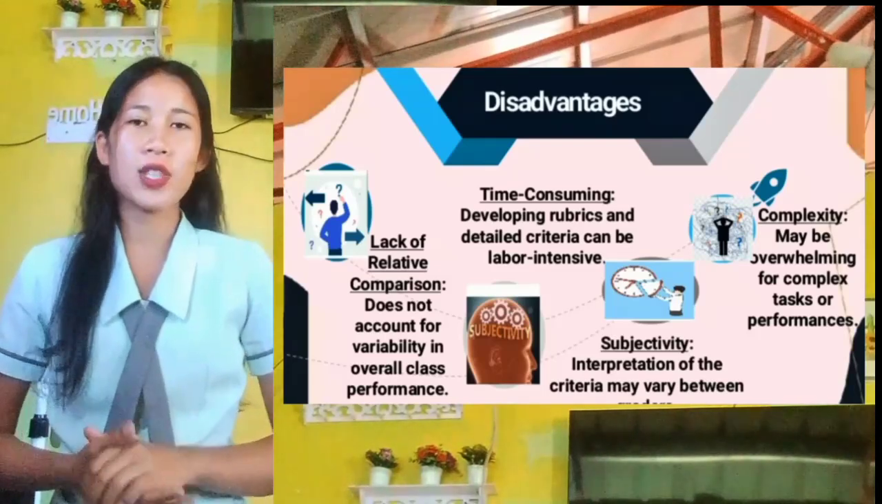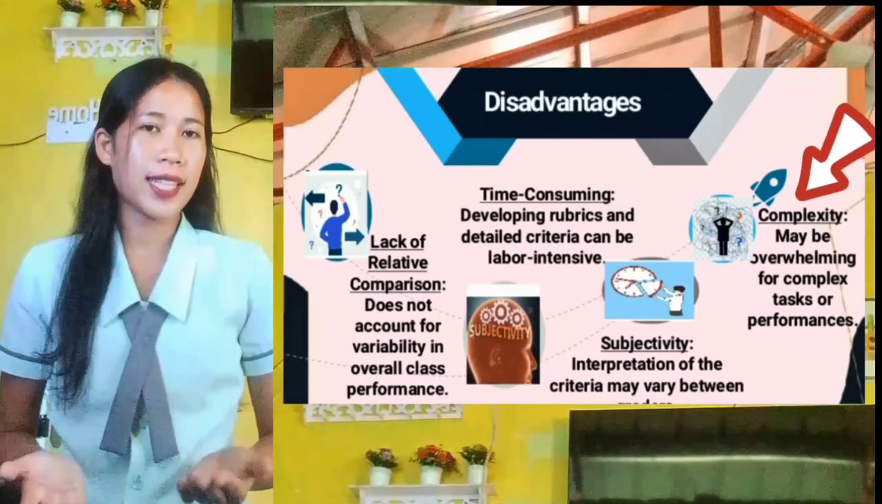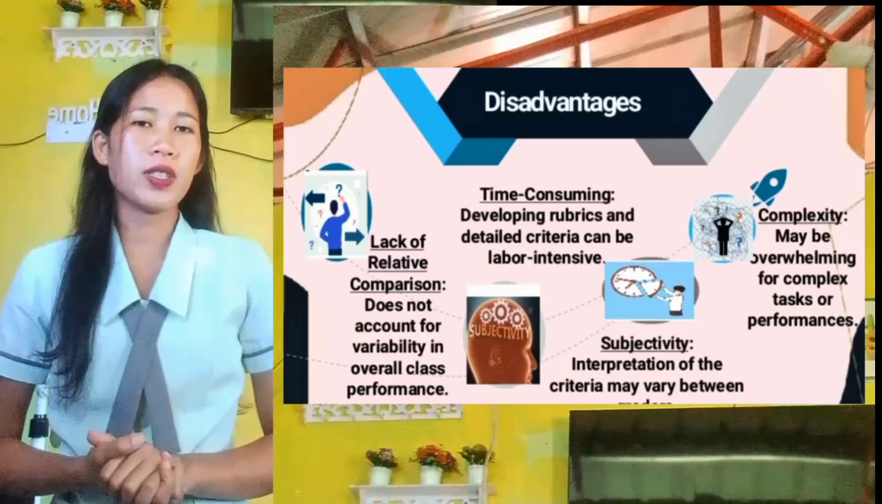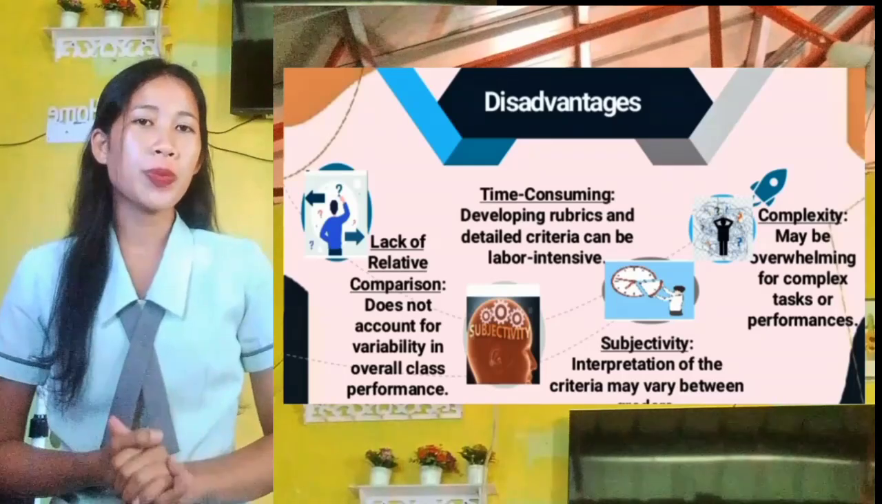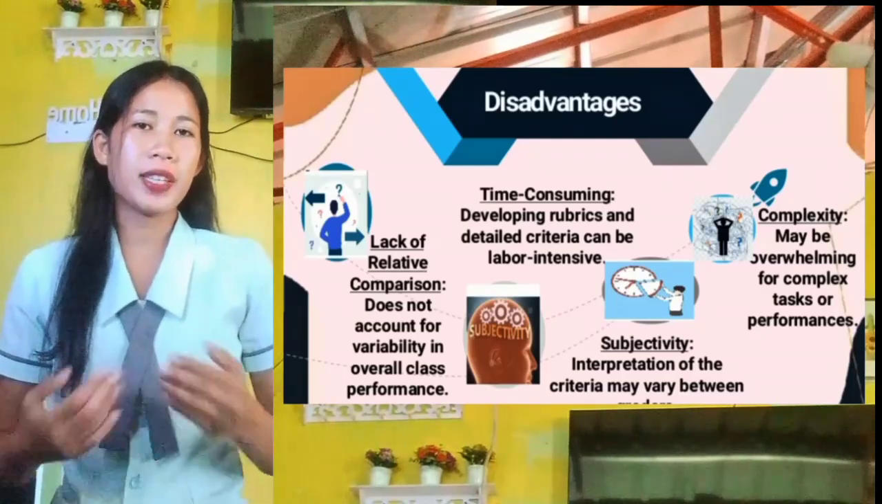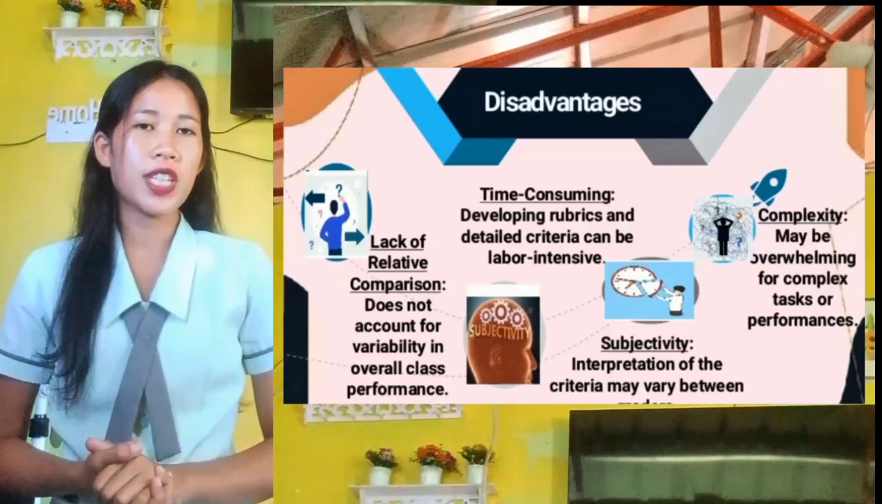The last one is complexity. Rubrics can become overwhelming, especially for complex tasks or performances. When assignments involve multiple components or require nuanced evaluation, the rubric may become too intricate, making it difficult for both instructors and students to navigate and understand the expectations.